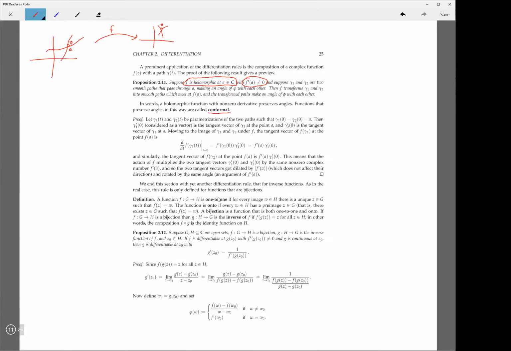Okay, the definition of one-to-one and onto. And the bijection is both one-to-one and onto. We won't worry too much about that part though.